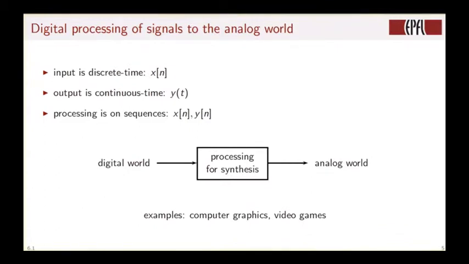You have a digital world, for example, you synthesize an image and you process it and then show it on a computer screen. This is a typical example in computer graphics or in video games. So the input to the box is a sequence, it is processed into an output which is a continuous time or continuous space image.